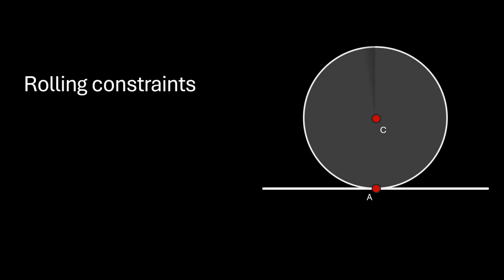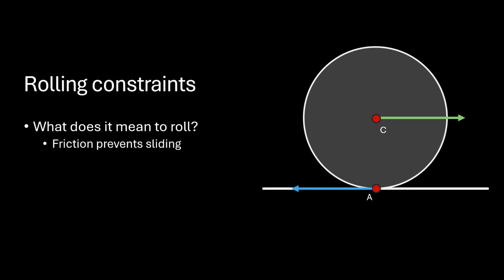Let's imagine a cylinder with points A and C. To understand what it means to roll, consider what it means for it not to. If points C and A were moving at some velocity, the cylinder would be sliding along without rotating at all. In the rolling case, there is no sliding, so the velocity at A must be counteracted by a frictional force. Introducing this force prevents sliding. And finally, the constraint that rolling must abide is that velocity at point A is 0.